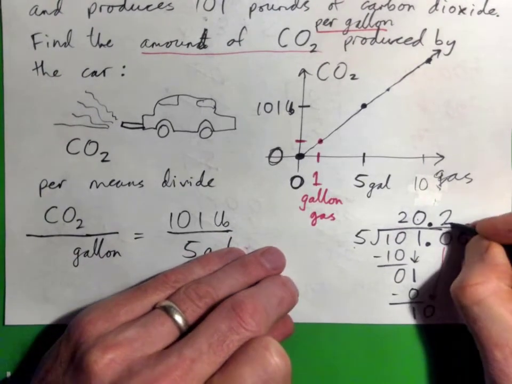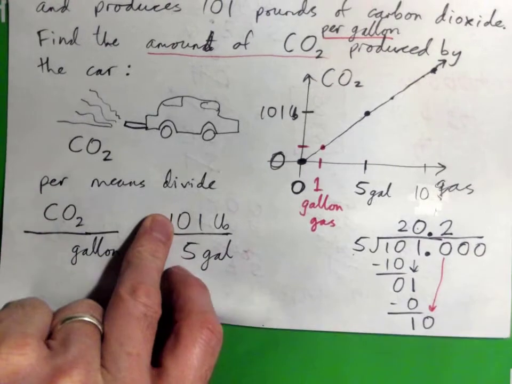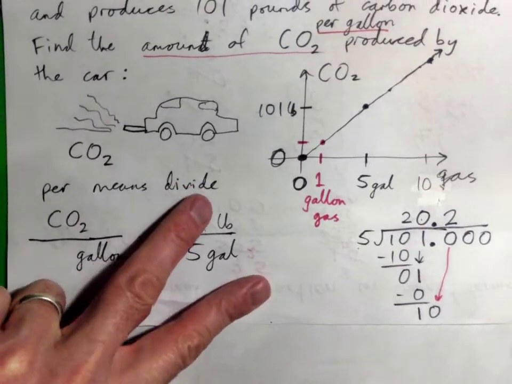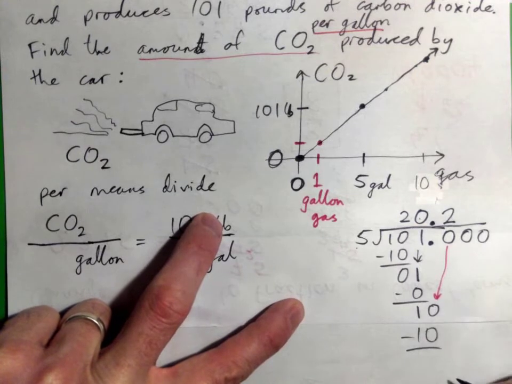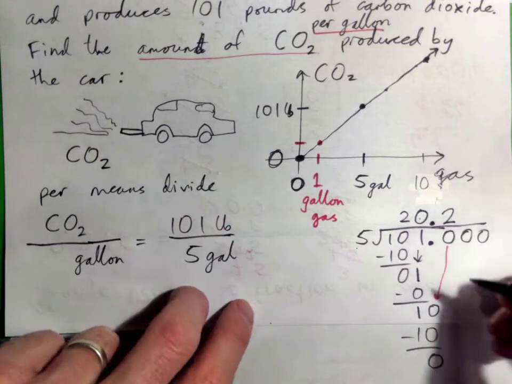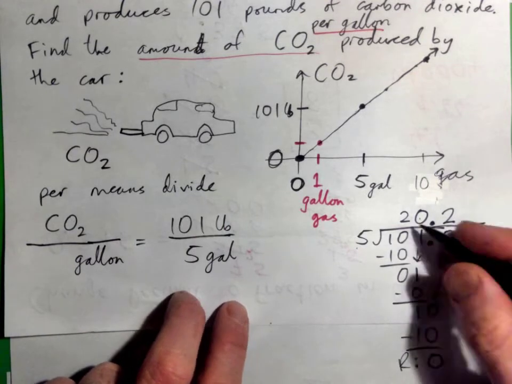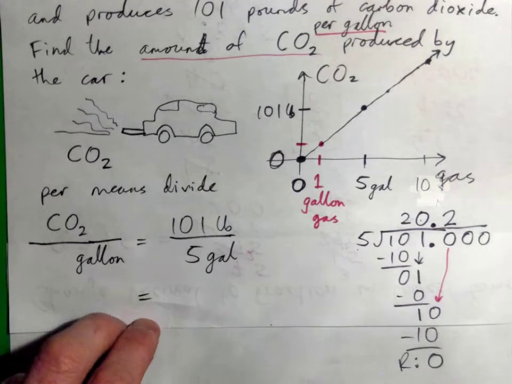2 times. 2 times 5 is, I need more paper. 2 times 5 is 10, and subtract and we get 0. Right, so remainder 0, we're done. We have 20.2. What does that mean? Think about it. Take your time. 20.2.